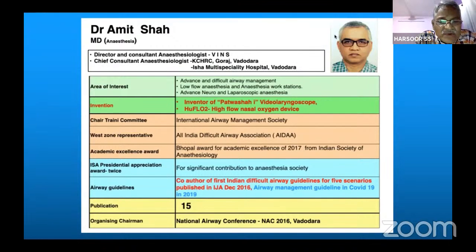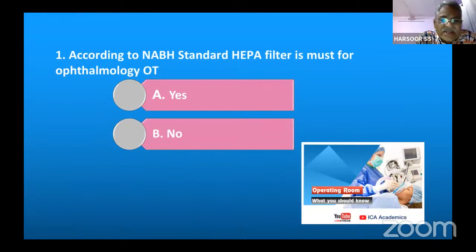The best thing that goes to his credit is the first Indian difficult airway guidelines that we read. He is the co-author of that. And over to you, Dr. Amit Shah, for your talk on ventilation in the OT.